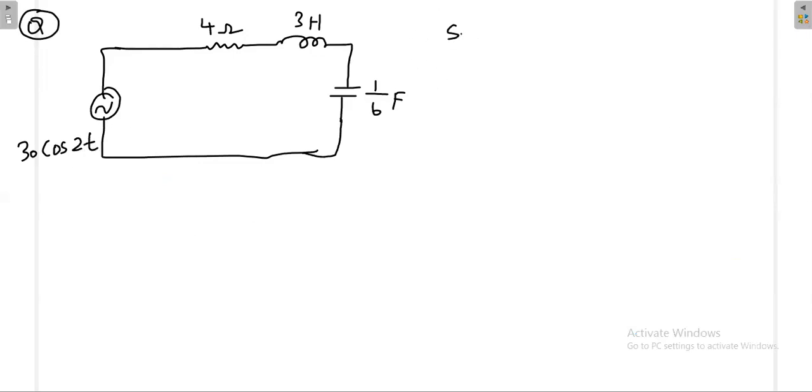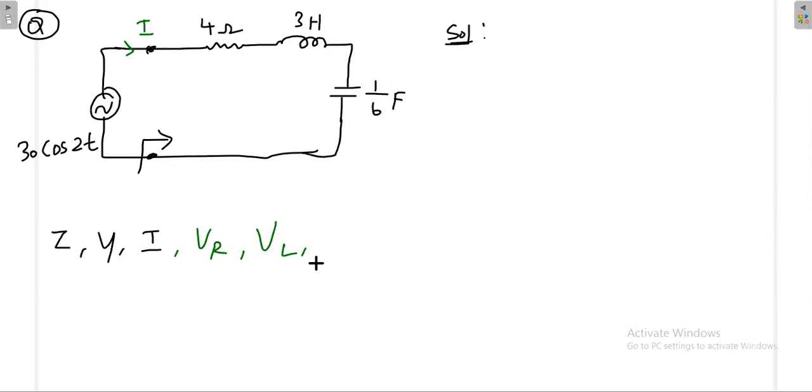Then what do you have to find finally? You have to find out Z. Z means the impedance of the network, the total impedance of the network looking from this. Then what is Y? Because 1/Z is called Y, admittance. You can find out Y. Then what is the total current going? Here you are applying the voltage, some current will go. What is the current? Then what is the voltage drop across the resistance, across the inductor, and across the capacitor?